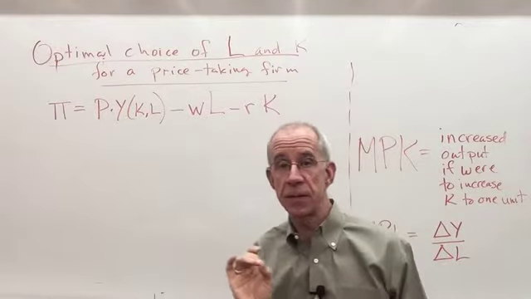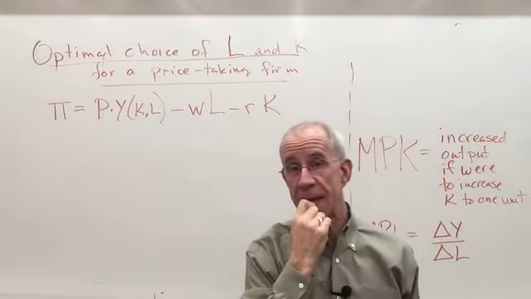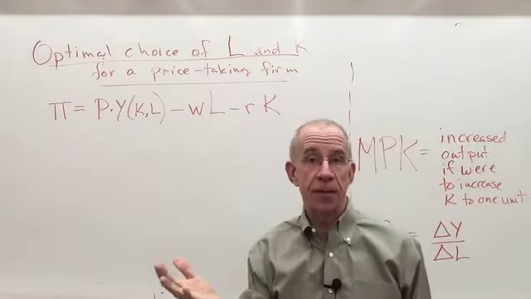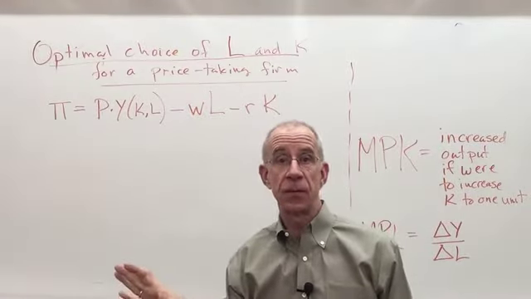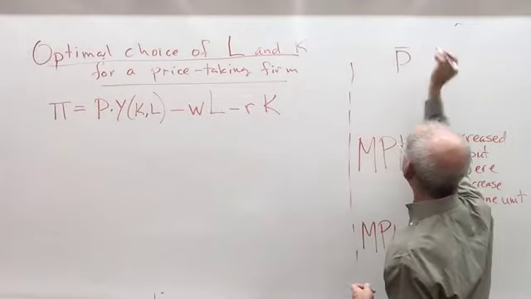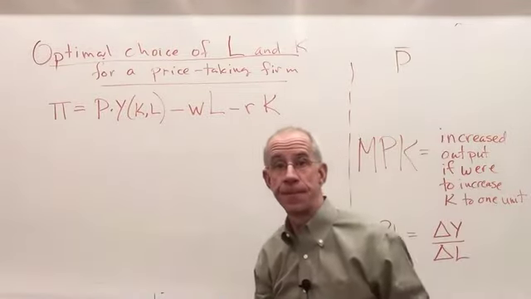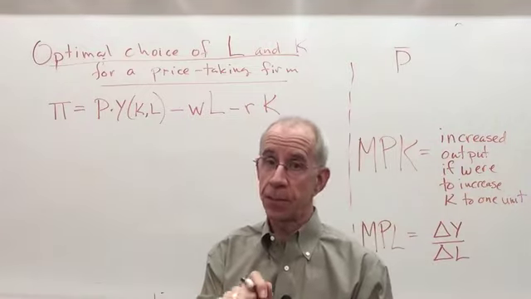So we're imagining a situation where a small firm takes the market price of its output as a given, so it can't affect the price of the final output. So the price is exogenous, and we depict that by a bar over it. So their decisions don't affect the price.